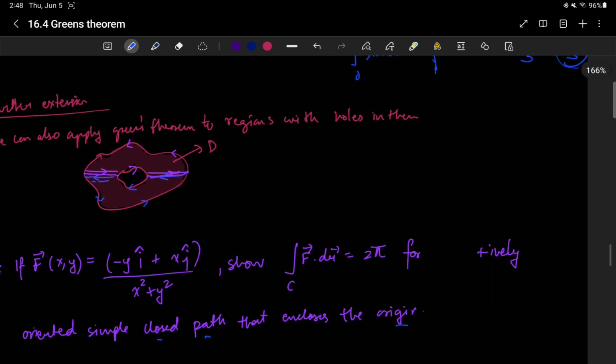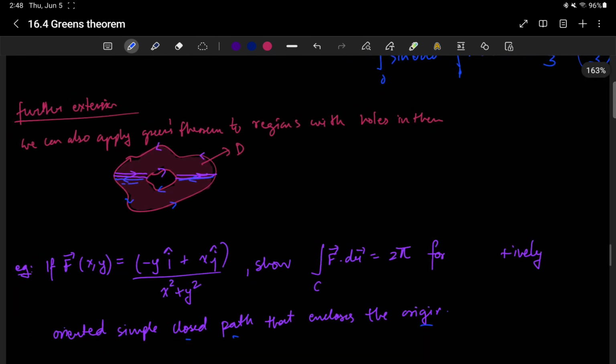There's also a further extension. You can apply Green's theorem to regions with holes in them. What you do is you're going to break this down into a top half path and a bottom half path, and this is where the counterclockwise way of looking at positive orientation fails, and that's why you have to stick to the left orientation. As you walk here, this is a clockwise motion, as you can see, but this is a positive orientation because the region is to the left.